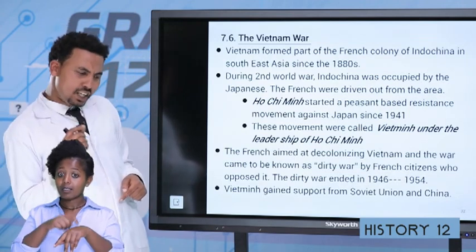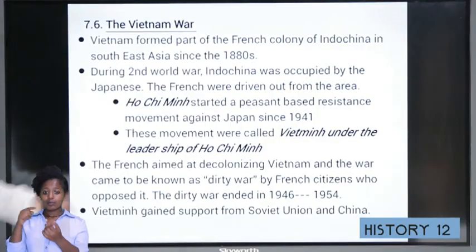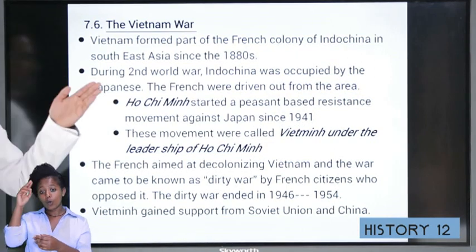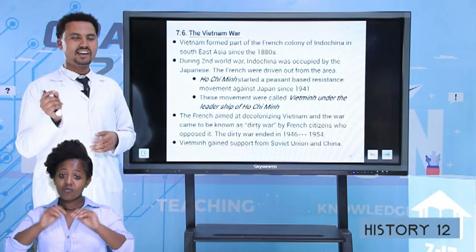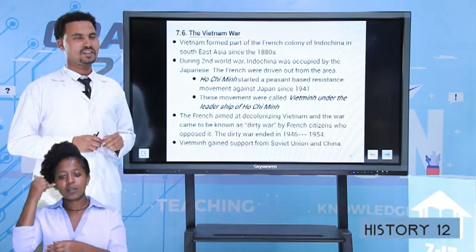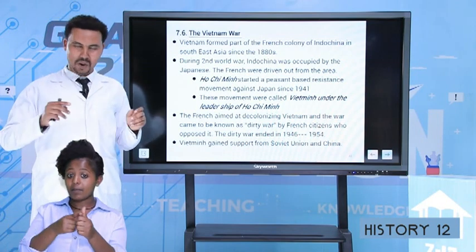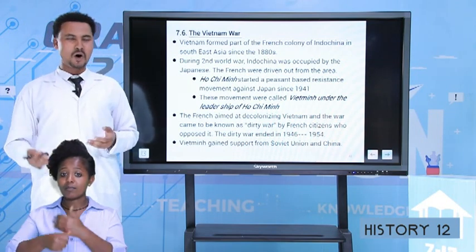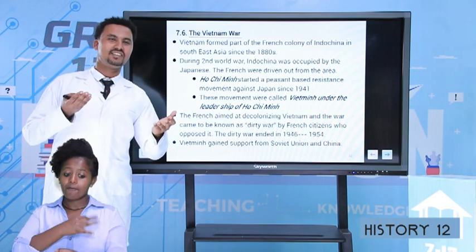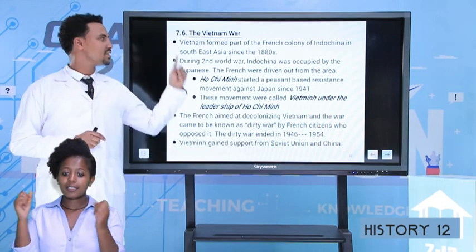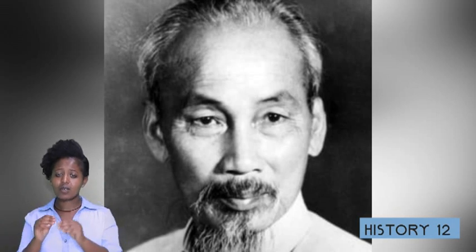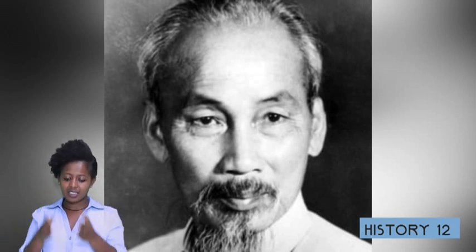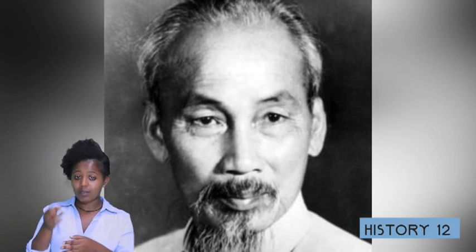Starting from 1941, Ho Chi Minh started a peasant-based resistance movement against Japan and other countries. By the way, the first country in the world to defeat two superpowers, France and the USA, was Vietnam under Ho Chi Minh. He started a movement called Viet Minh. The leader was Ho Chi Minh, the movement was Viet Minh.